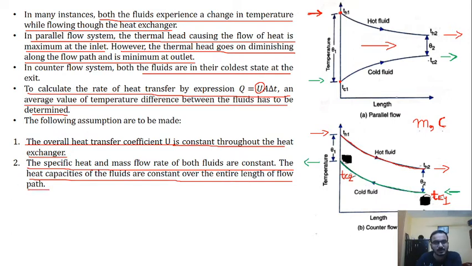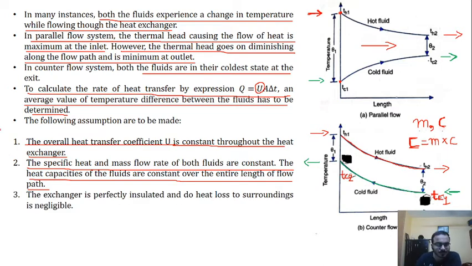Now what is the meaning of heat capacity? The meaning of heat capacity is, it will be denoted as capital C like this, which will be multiplication of mass and specific heat C. So this is known as heat capacity of fluid. So heat capacity is also remaining constant. The next is the heat exchanger is perfectly insulated, and the heat loss to the surrounding is negligible.